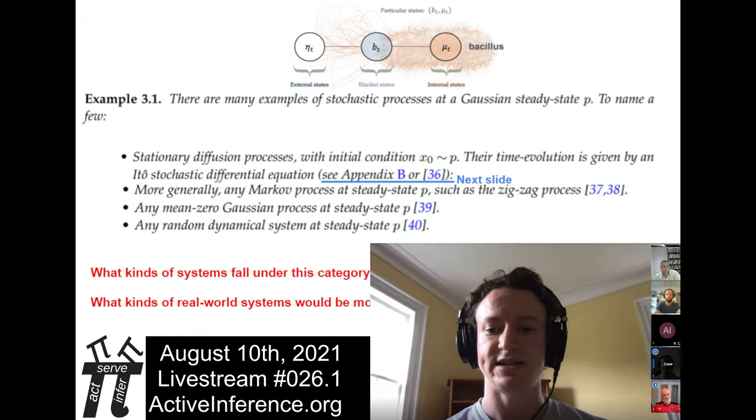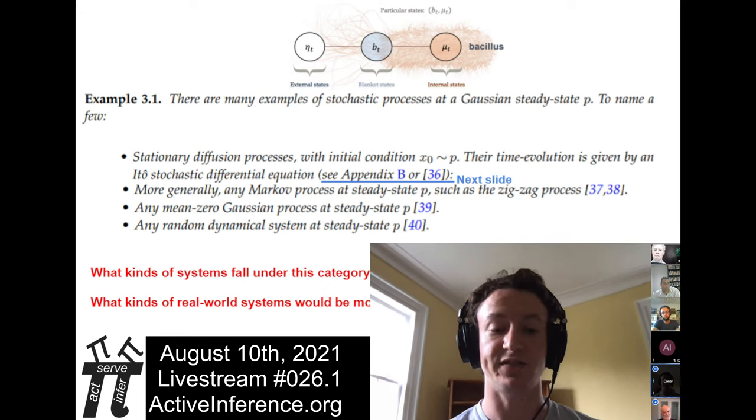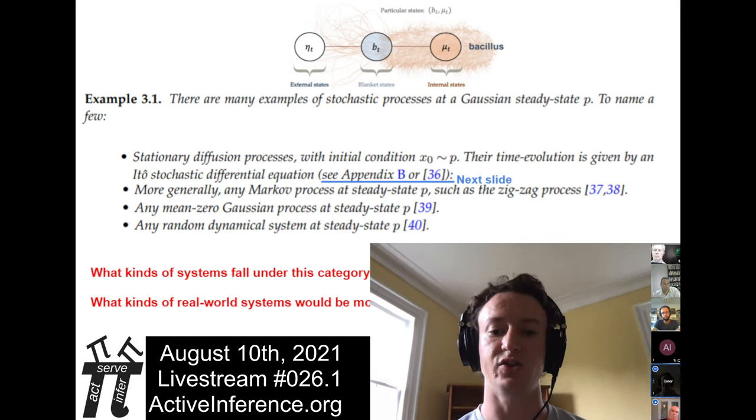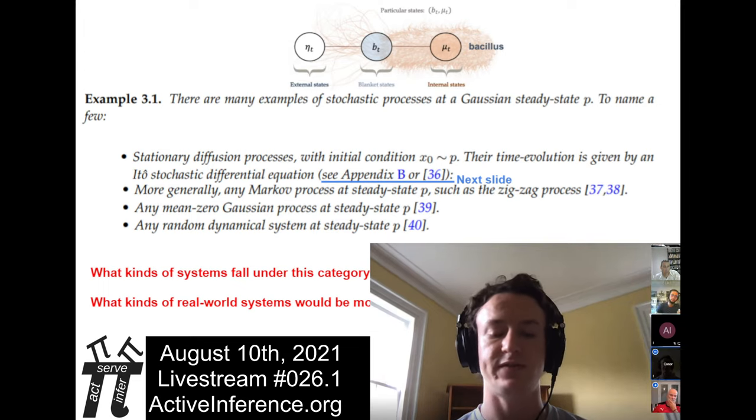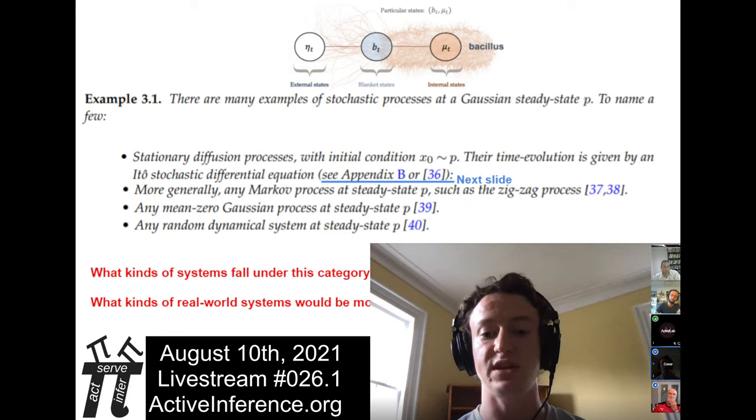So a steady state distribution basically just means that the sufficient statistics that define it do not vary over time. So they're invariant, they're constant, basically. So for a Gaussian process, the mean does not change over time and the covariance does not change over time. So that's an example.